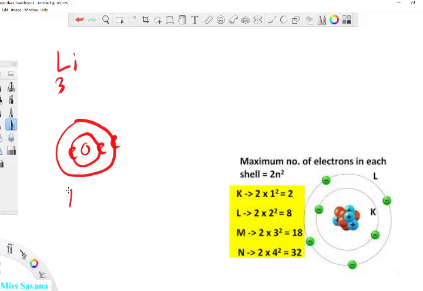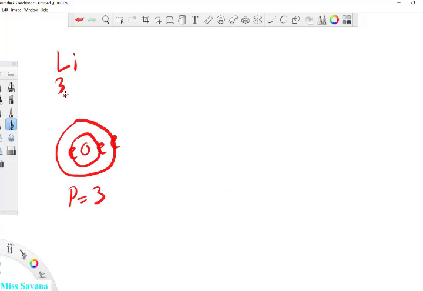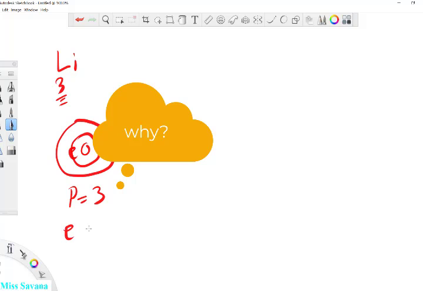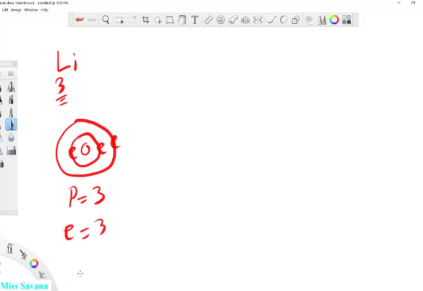Then go over this, P equal to 3. The protons are equal to 3, same as here. And then the electron, which is also 3, that means this is an atom. If I want to change it into ion, why would I change it into ion, guys?